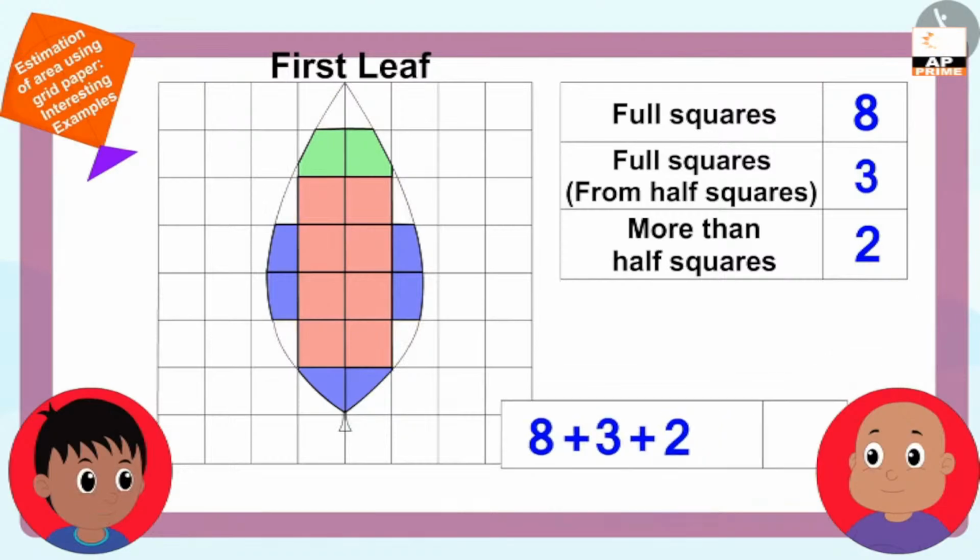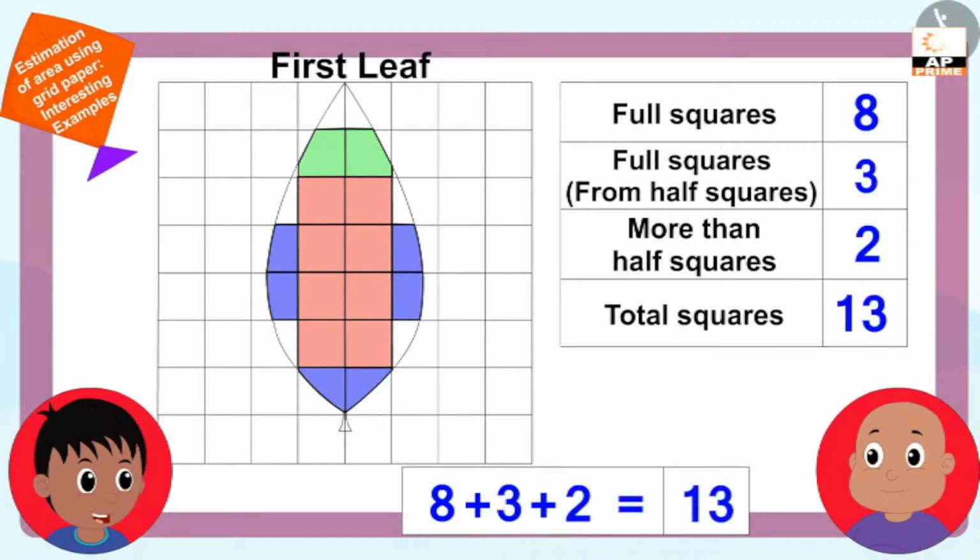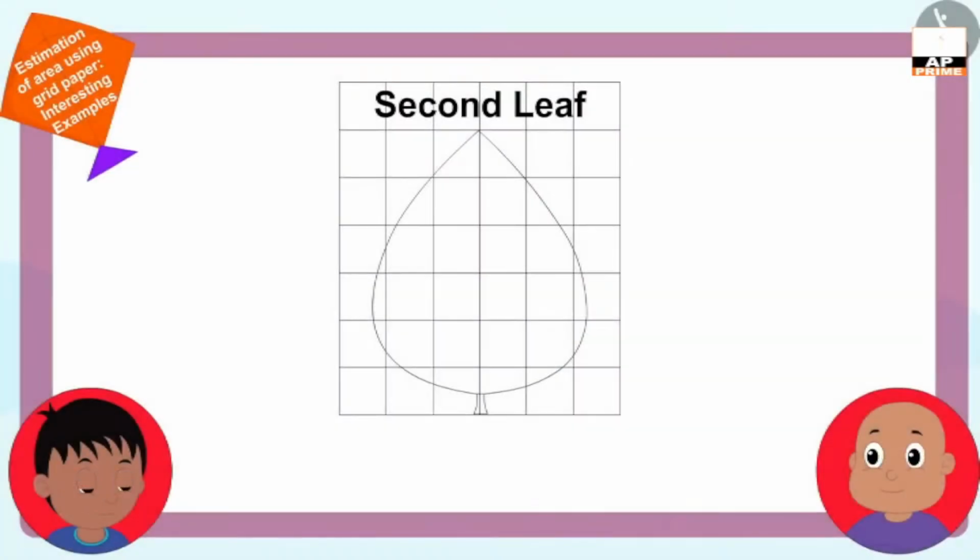Now look, Bablu. The area of the first leaf has a total of 8 plus 3 plus 2 or 13 squares. In other words, there are 13 squares in the area of the first leaf. Bablu, can you now use this process to find out how many squares are there in the area of the second leaf? Raju told Bablu.